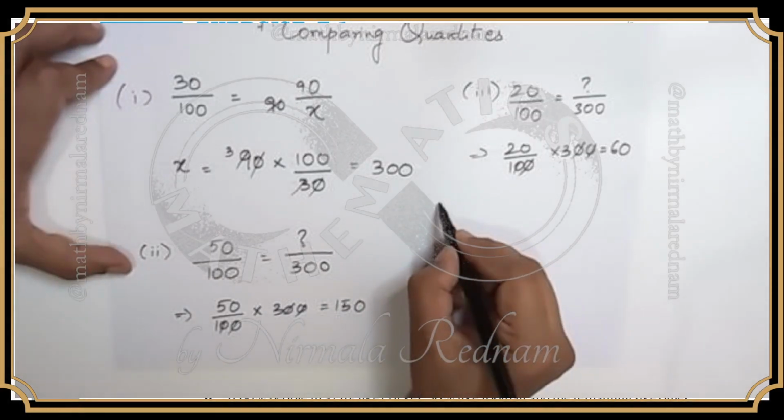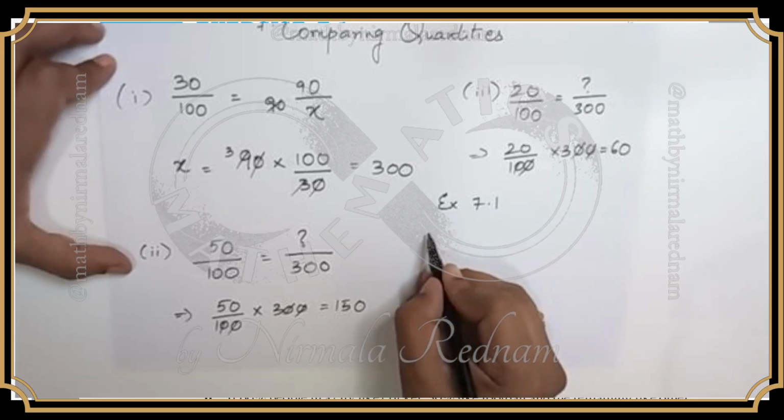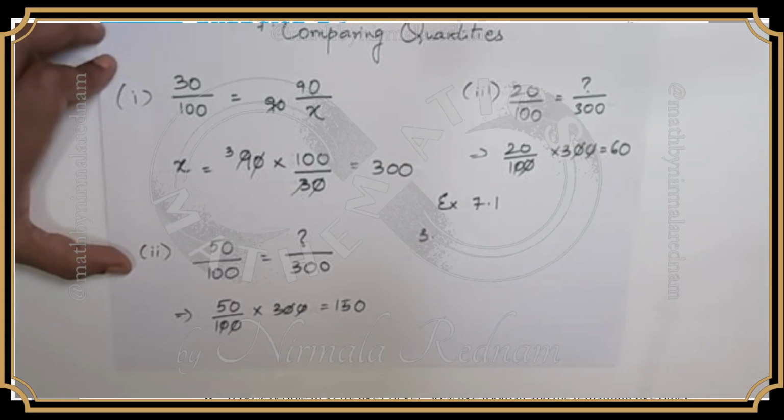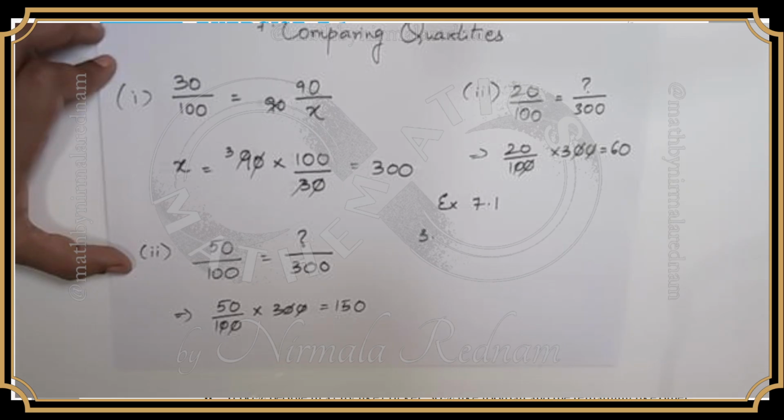So I have exercise 7.1. I'm looking at the third question. They're saying that 72% are interested, and I want the number that is not interested. Now, if 72 is interested, how many are not interested?